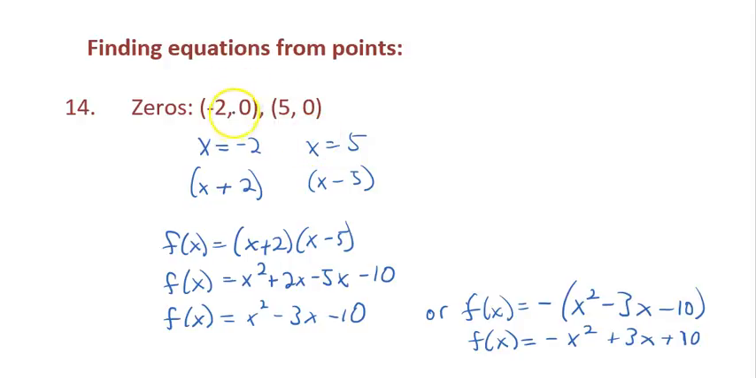Because they didn't tell you whether the thing was face up or face down, you actually have two options. One is it crosses the x-axis at those two places and is face up. The other is it crosses at those two places and is face down. You just need to find one, but you need to understand that you have more than one. And actually, there's more than that because I could have vertical stretches. We're just not factoring that in at the moment.